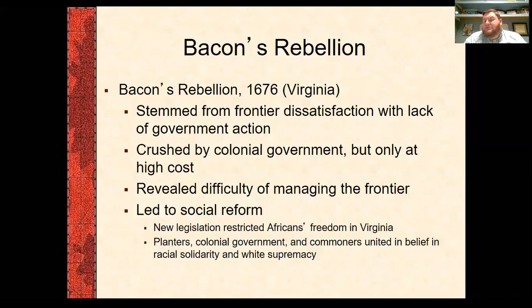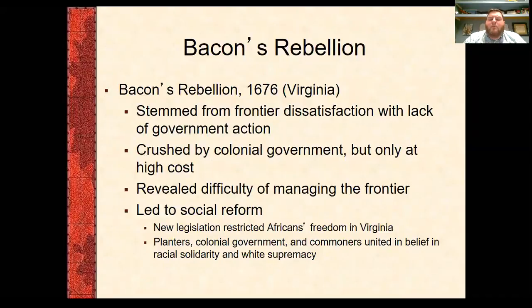This will lead to some important social reforms, and this is something that's interesting. Remember, I had said that this is kind of a class fracture. This is a fracture between the working class or the poor and the elite. And so what happens out of this is that they pass new legislation that restricts Africans' freedom in Virginia, and really starts to racialize slavery, in saying that free blacks have limited ability to do much, and most blacks in the colony of Virginia would have been slaves.